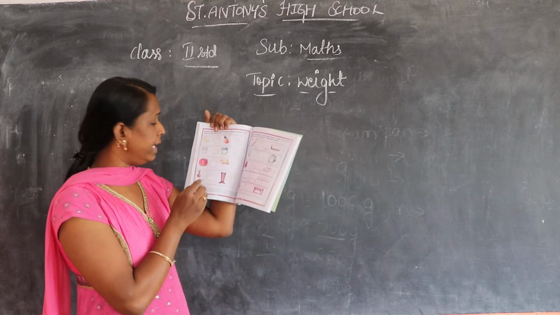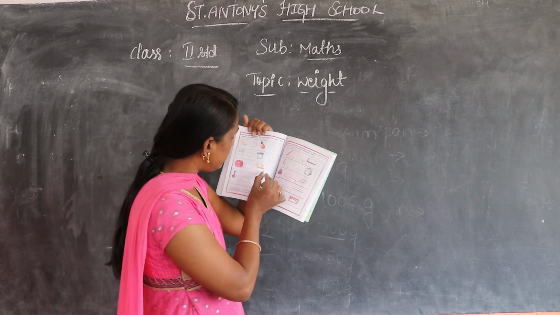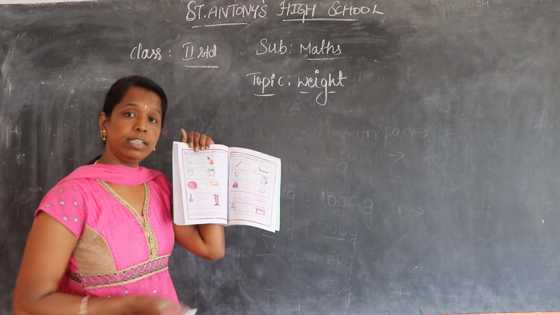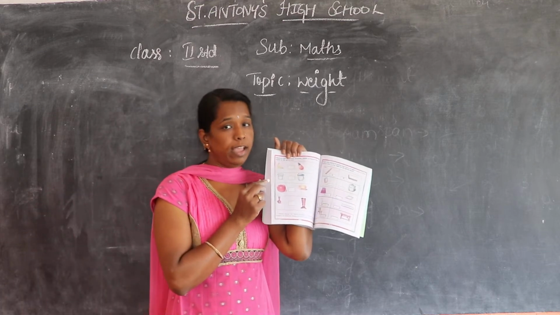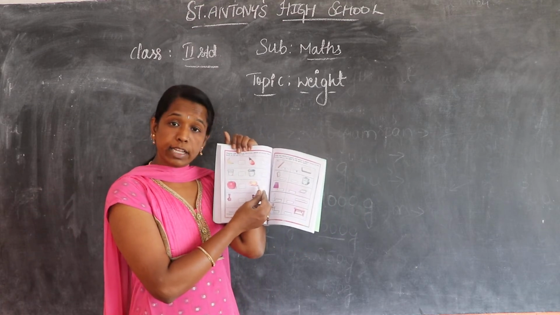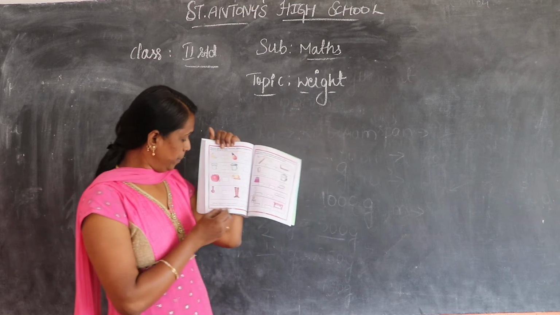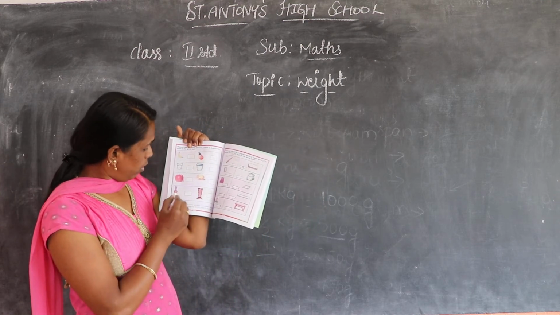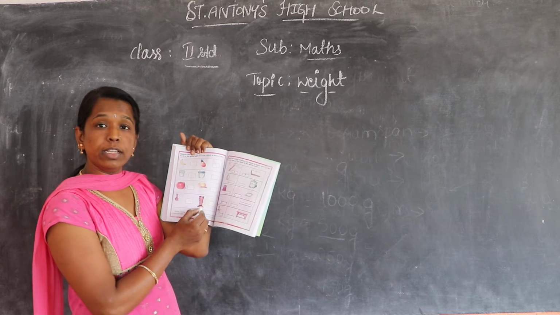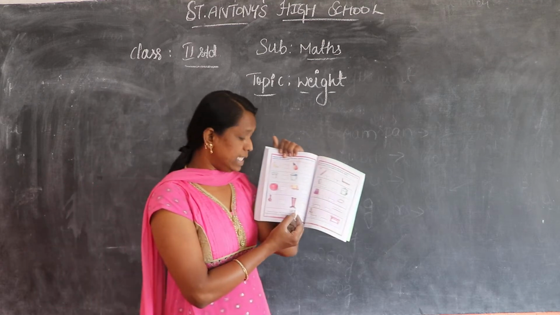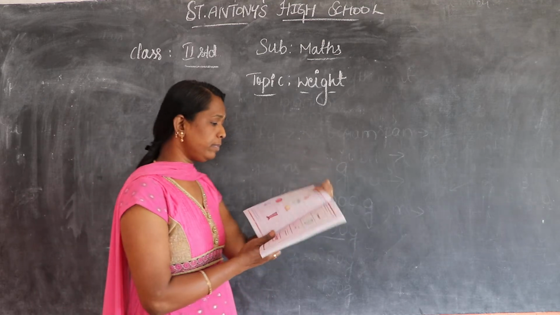This glass or bucket, which is the heavier one? This bucket. And this apple and this lemon, which is the heavier one? This apple is the heavier one. The lighter one is called lemon. When compared to this vase and this pot, which is the heavier one, children? This pot is the heavier one.